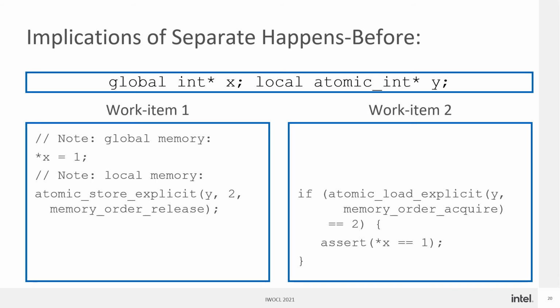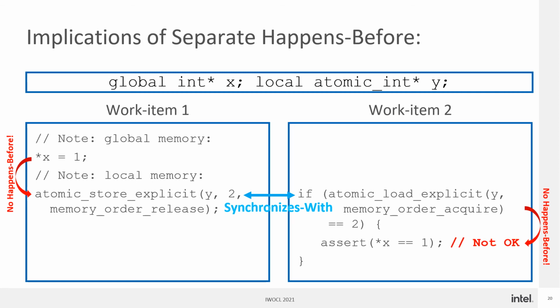In the consumer thread in work item number 2, we have the proper load. So the load is done with the acquire memory order. And this all looks okay. It looks a lot like the example we had before. We have the synchronizes with relation. That's great. But unfortunately, we don't have the happens before relation because these are occurring in two different address spaces. So therefore, this actually isn't okay. We can't assert that work item number 2 will see the store to X. And that's really unfortunate.